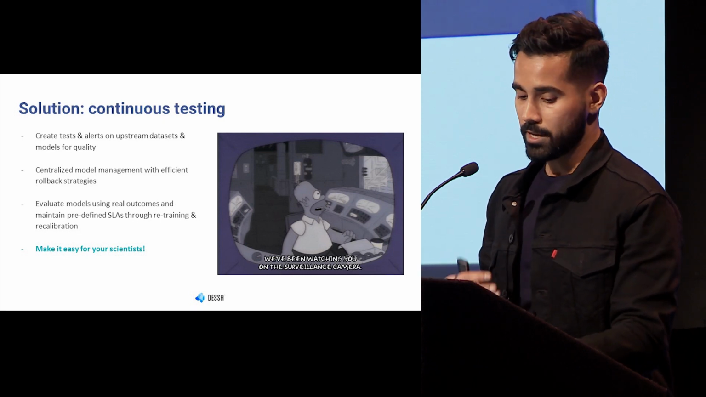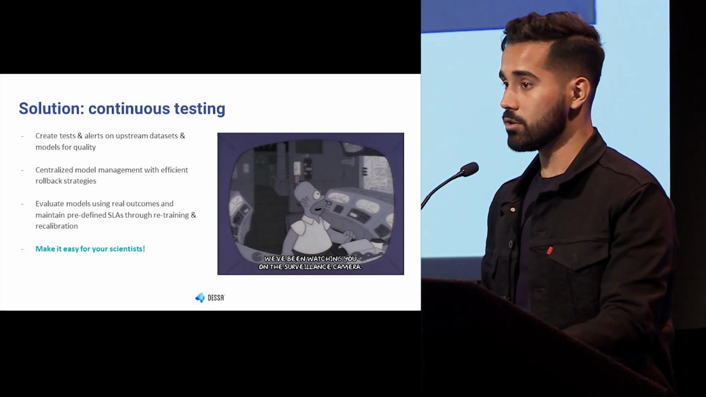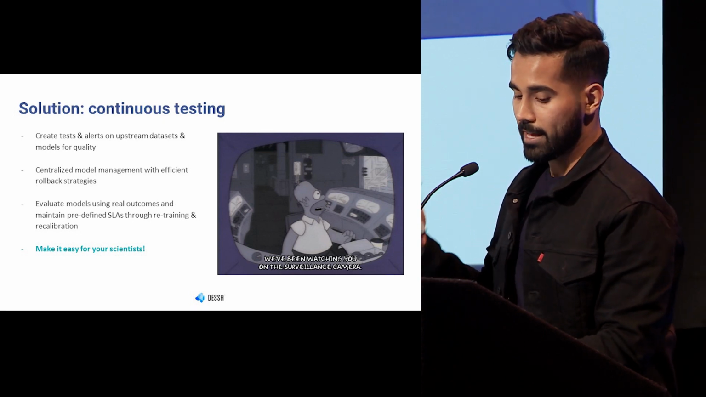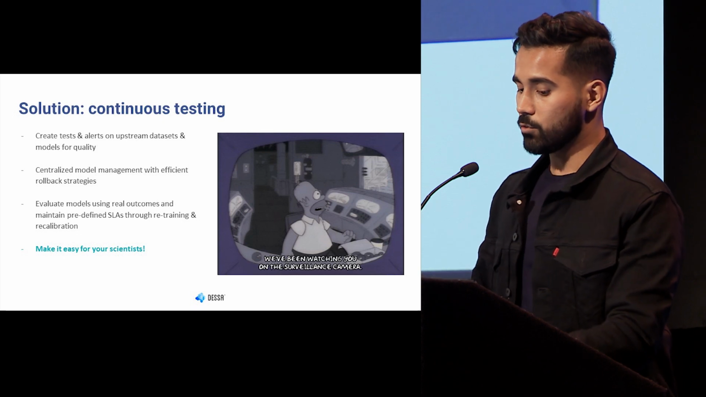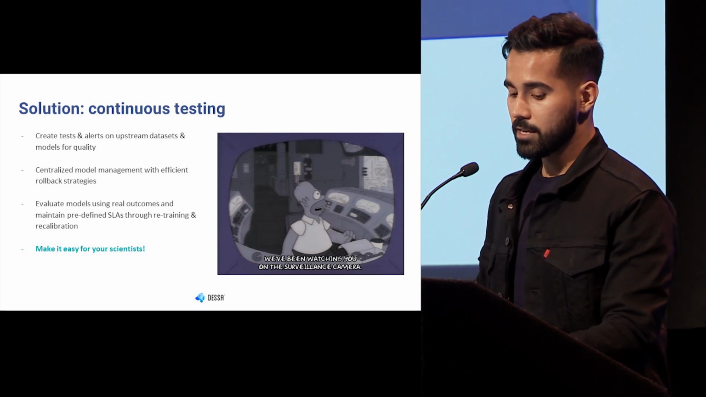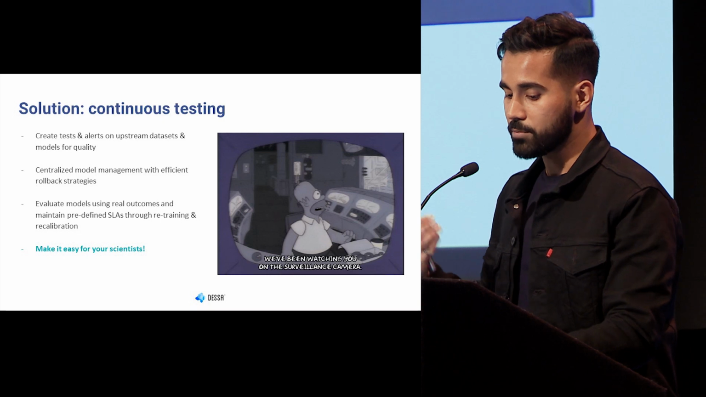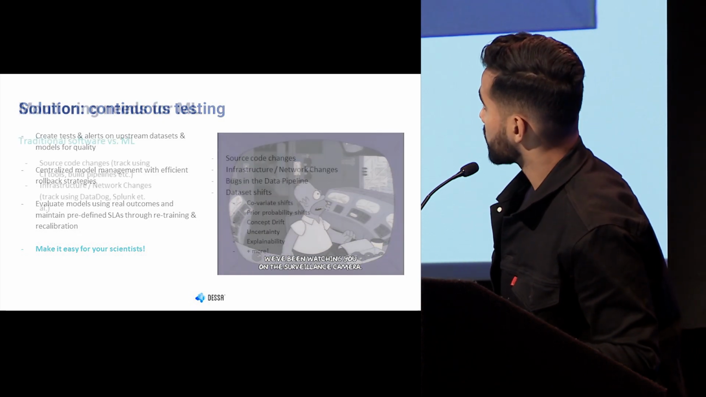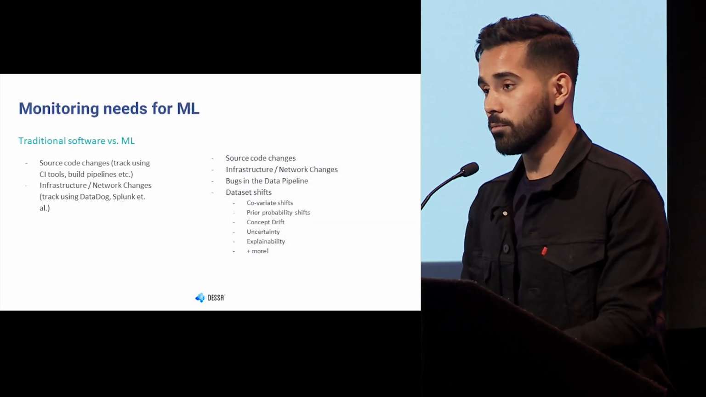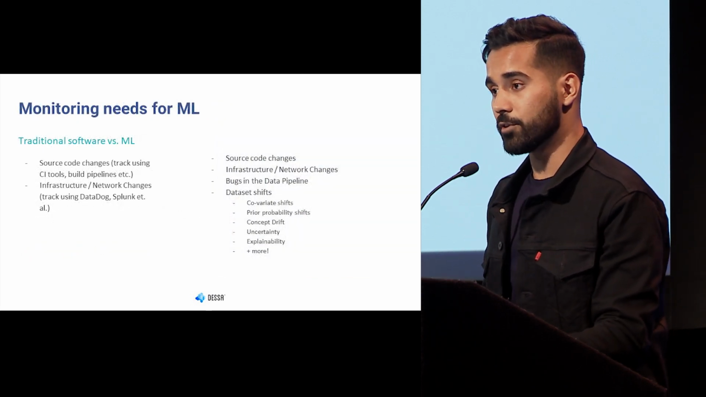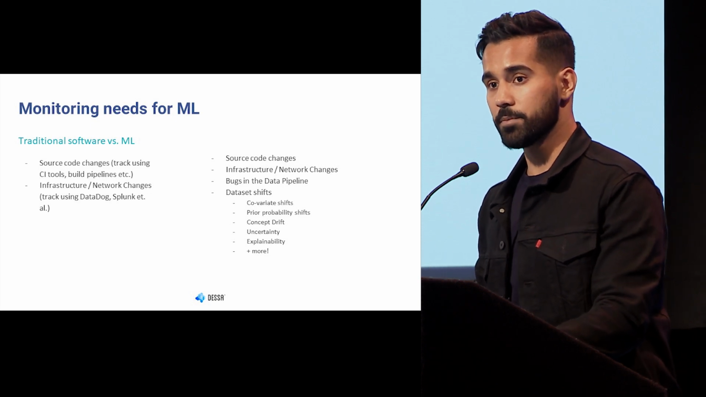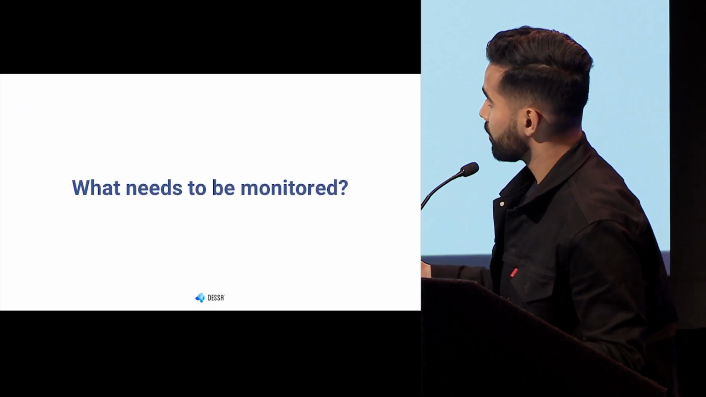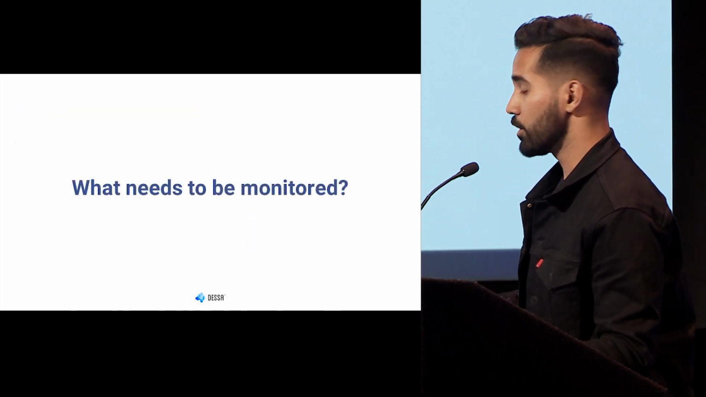We need to be able to keep track of and manage models in a centralized store with versioning and have an efficient rollback strategy. And we need to be able to evaluate models continuously using real-world outcomes and maintain predefined SLAs by setting various thresholds and continuously updating your models through automated retraining and recalibration, right? Since the focus of this talk is purely on monitoring, I'm going to dig into that a little bit further. But if you want to talk about model management and other aspects, I'll be happy to discuss that during the office hour.